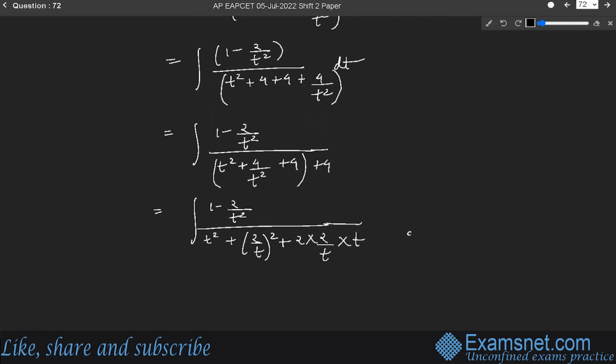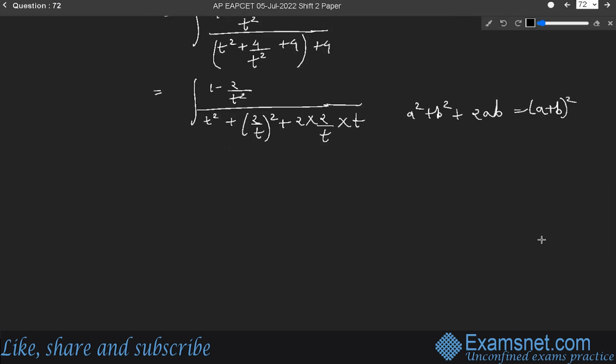This is the form a square plus b square plus 2ab. It is equal to a plus b whole square. So, substituting these values, it will be 1 minus 2 upon t square, and by the identity, the denominator will be t plus 2 upon t whole square. Here a is t and b is 2 upon t, and plus 4 is remaining. See, in this step also plus 4 is outside here.